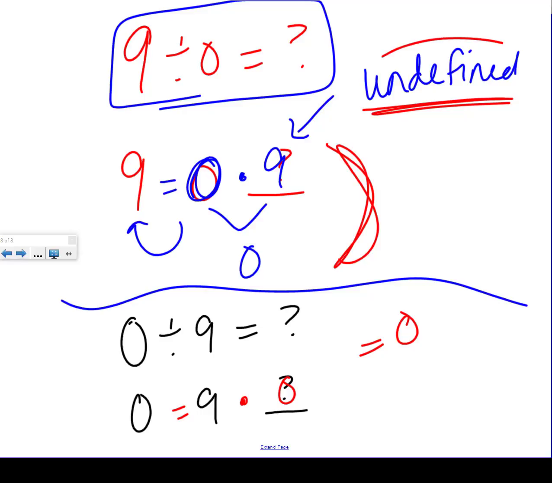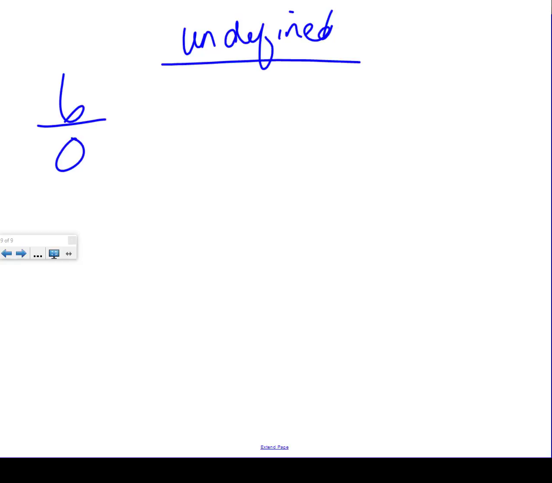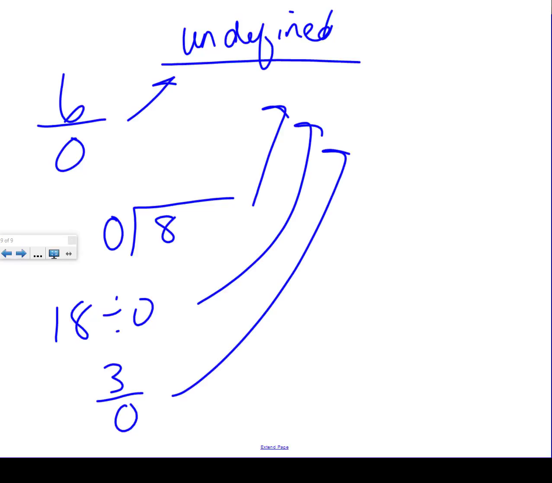So problems that are undefined, just like you saw here. Undefined problems look like this. A denominator of 0. The divisor is always 0. It does not work. Every one of these has an answer of undefined. Okay? And the reason being that 0 cannot be a divisor.